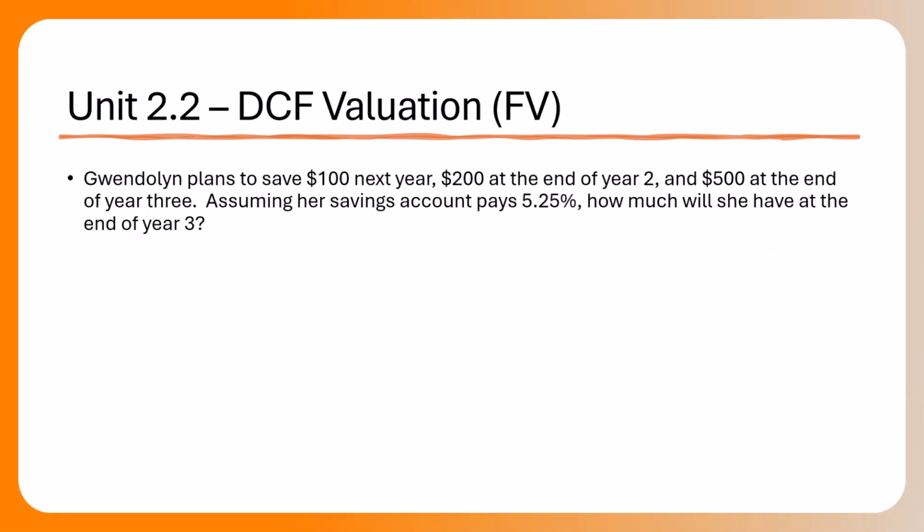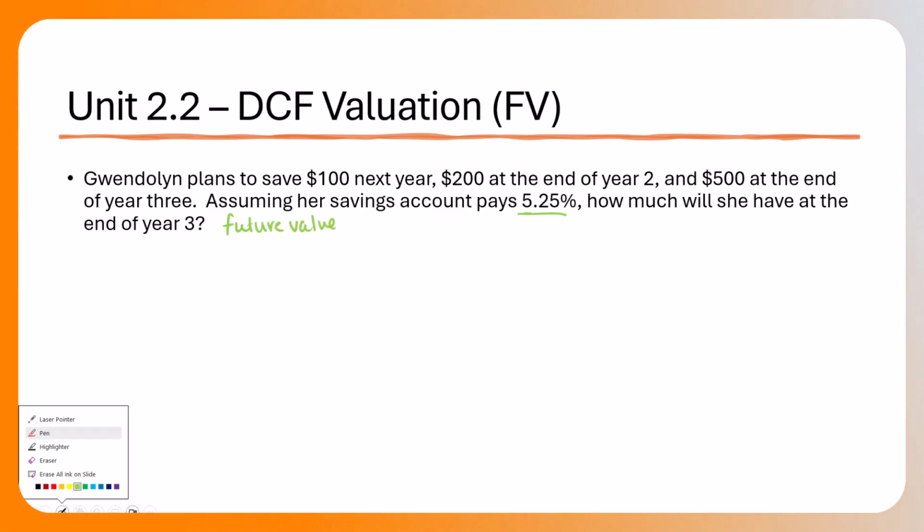Okay, question number 3. Gwendolyn plans to save $100 next year, $200 at the end of year 2, $500 at the end of year 3. Assuming her savings account earns an interest rate of 5.25%, how much will she have at the end of year 3? Once again, this is a future value question.